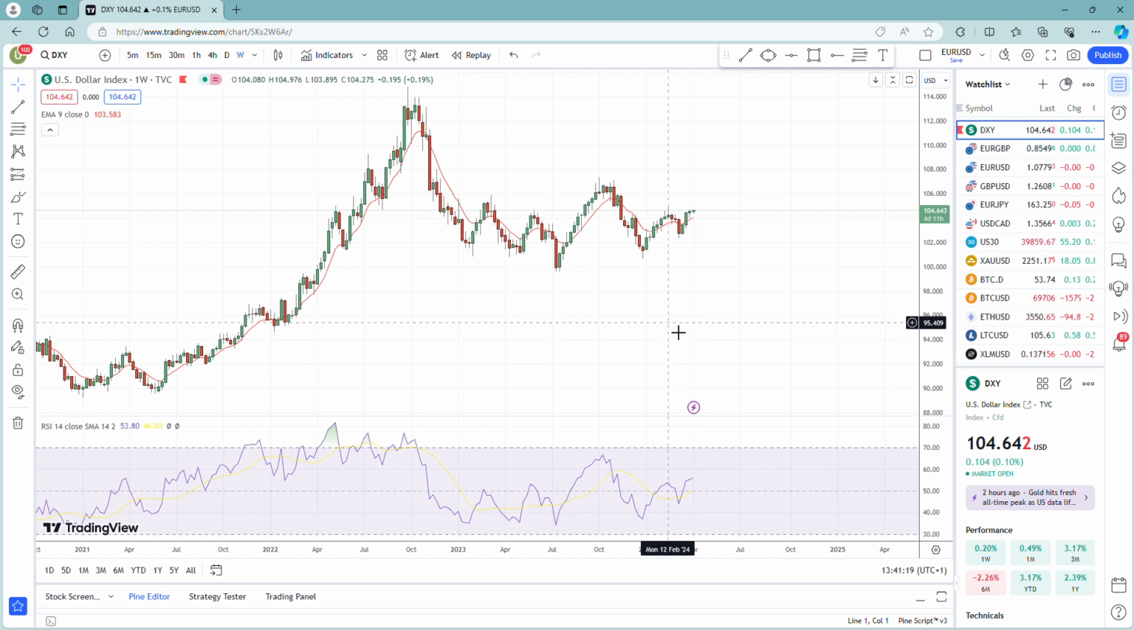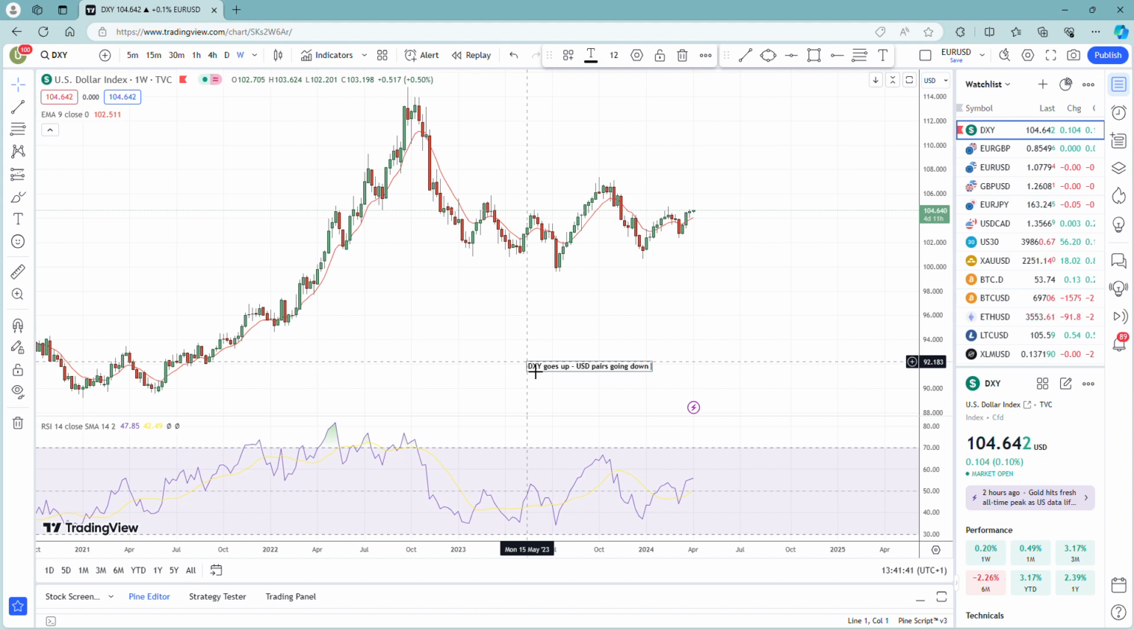Before you look at the USD pairs, you need to look at the dollar index, the DXY. This tells you where price is going for the USD pairs. If DXY is going up, USD pairs are going down. Remember that. DXY goes up, that means USD pairs are going down.